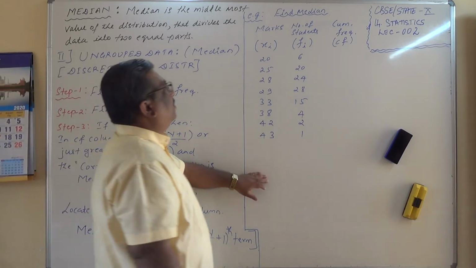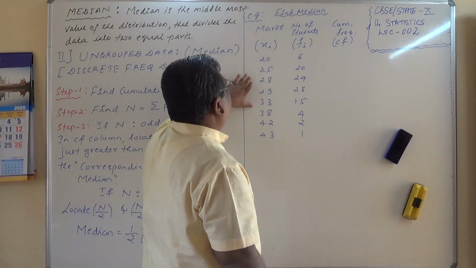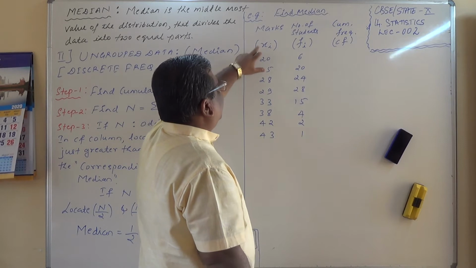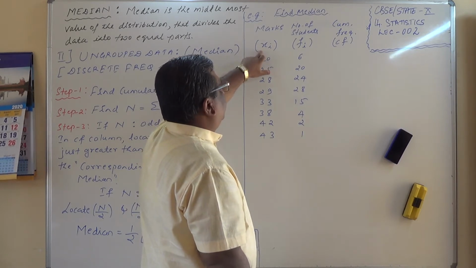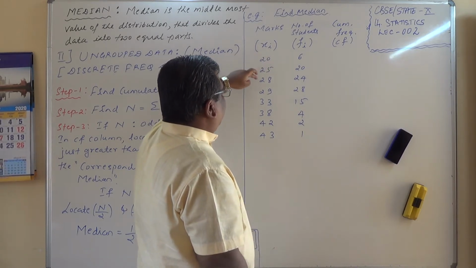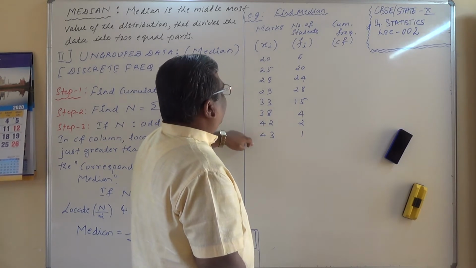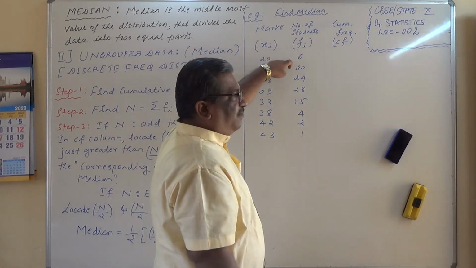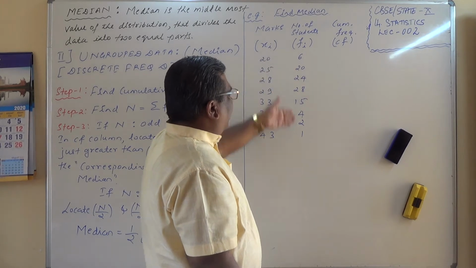So let us take the example over here. Find the median of the following data. Marks have been given here, which are denoted as observations xi: 20 marks, 25, 28, 29, 33, 38, 42, 43. The number of students gives the frequency: 6, 20, 24, like this.